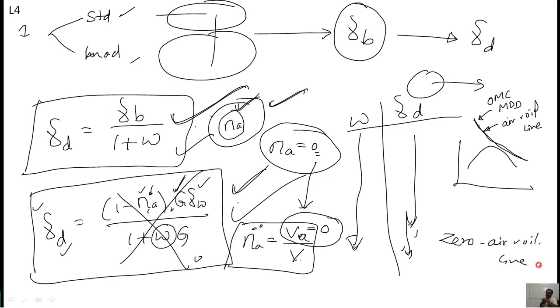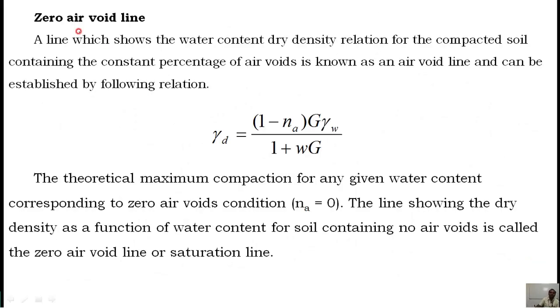Why do we need to do it like this? Why do we need to consider Va equal to 0 to get the maximum theoretical dry density? See, in the first slide only I told you that removal of 100% air voids is impossible. But still you are considering Va equal to 0 theoretically. Practically it is not possible. Theoretically, considering Va equal to 0 means this becomes the theoretical maximum dry density. Right? To know the theoretical maximum dry density you are going to do that. That is why the heading is zero air void line.